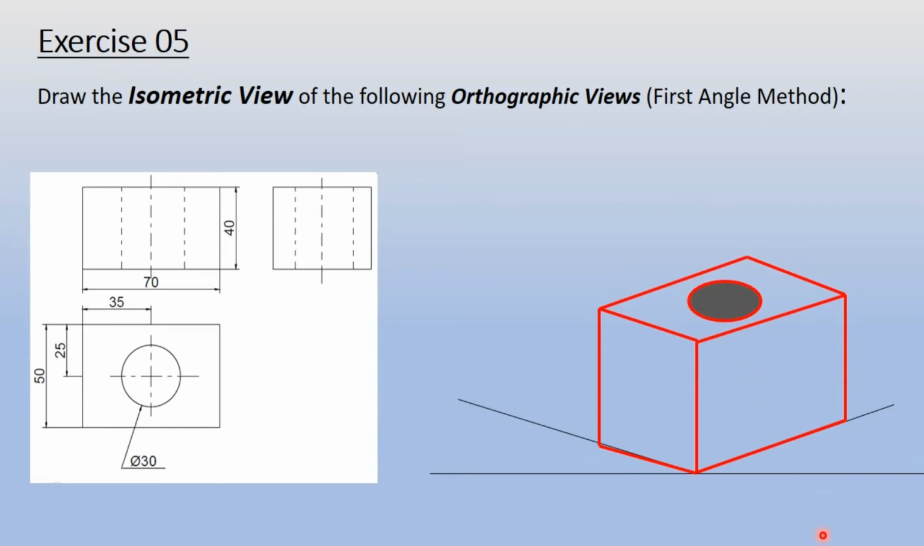Now, if you are viewing this from this side, you will find only a rectangle as in the orthographic views. Because of this central hole, there will be dotted lines on this face as it is here.